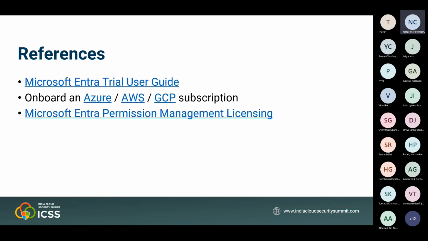So I think we are running out of time. In the references I have provided a complete trial guide and also how you can onboard your Azure AD or AWS or GCP account to Entra. And then the pricing details are also shared here. The links for the pricing details are also shared here.